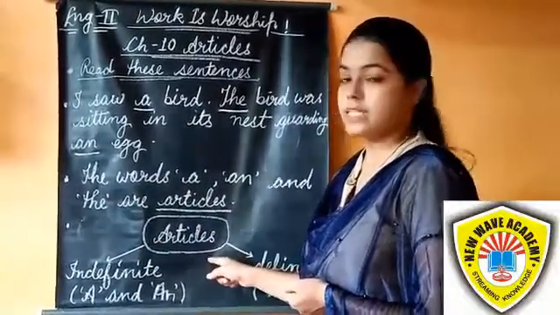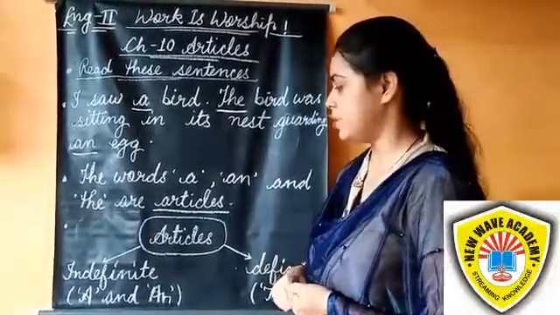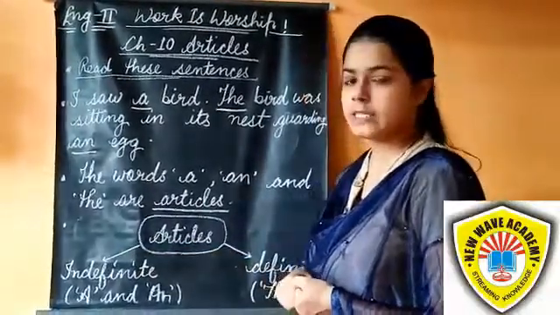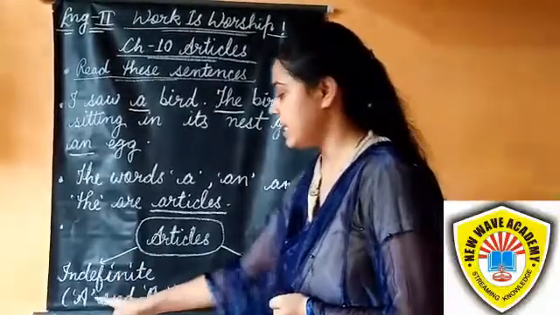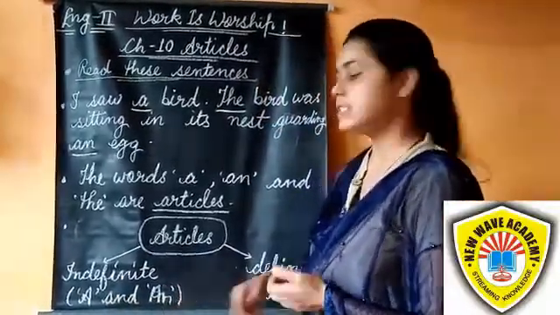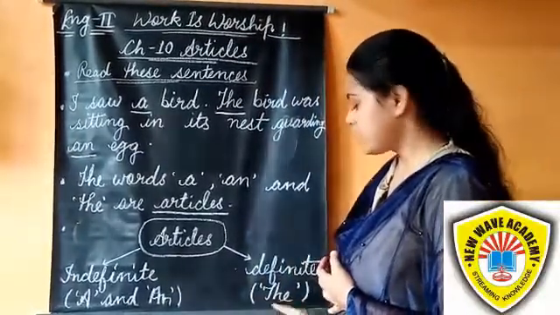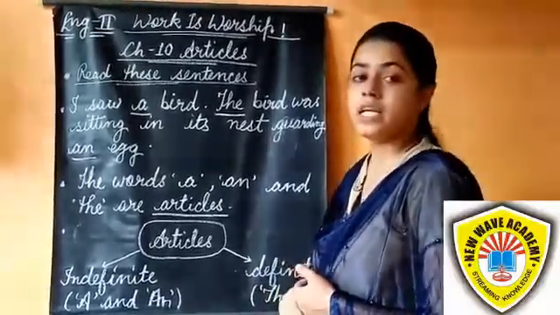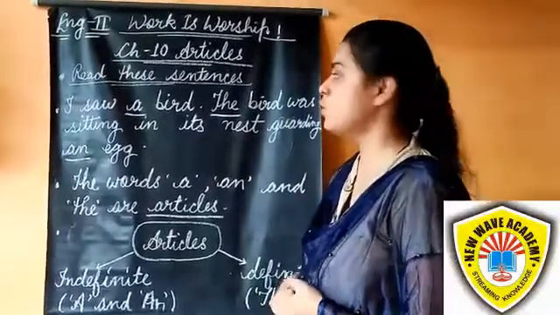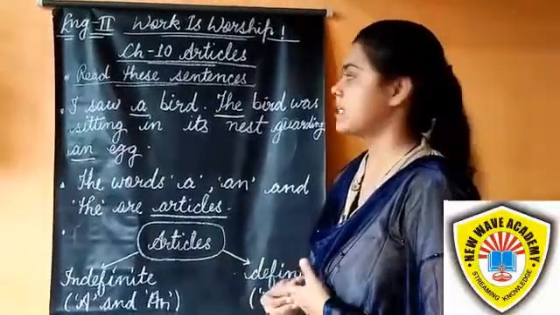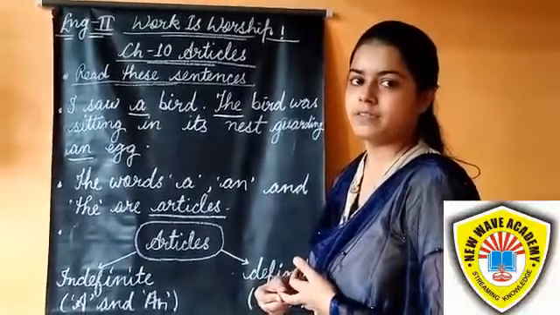Students, in English grammar there are two types of articles. First is indefinite articles, second is definite articles. A and an come in the category of indefinite articles. The comes in the category of definite article. We will discuss articles more in this chapter.